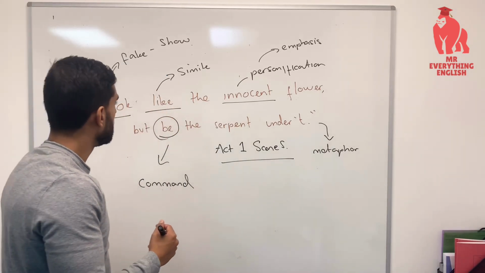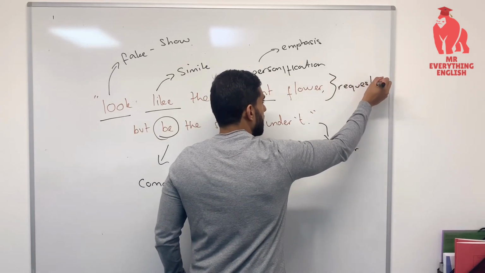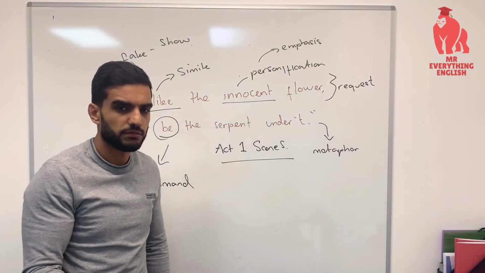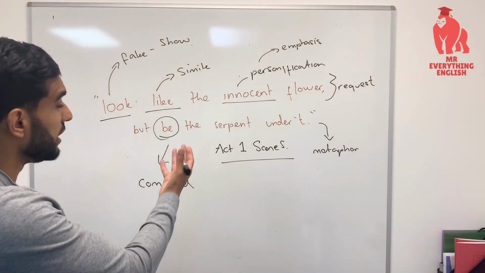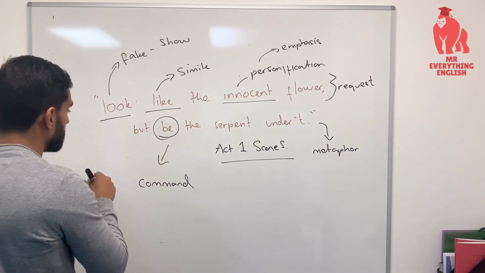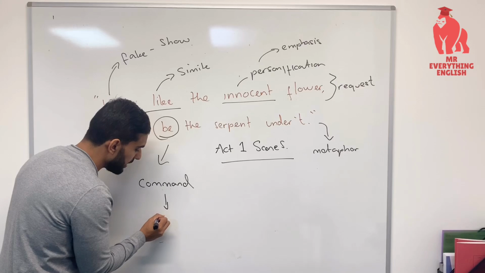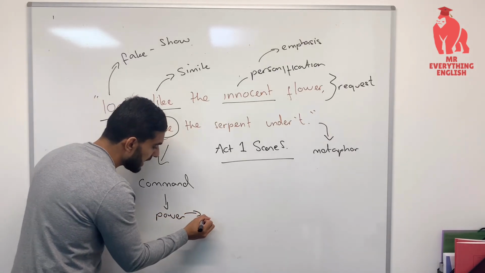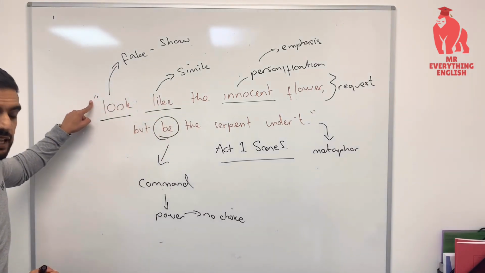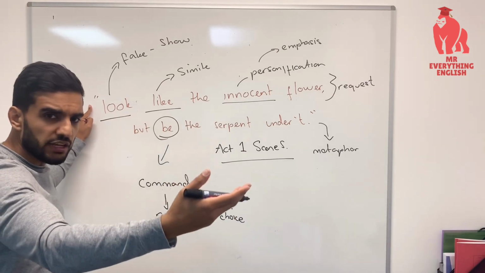Now guys, I would argue this first part, this first line, I would make a point. This is a request. She's asking him to look innocent. And the language she used, guys, you've got a simile, you've got personification, all in the first line. Now it gets interesting. But be. It's a command. Guys, command implies she has power and she is giving Macbeth no choice. For this one, it's not a command. He has a choice. It's not "be the innocent flower". Look like it. If you can, try your best.